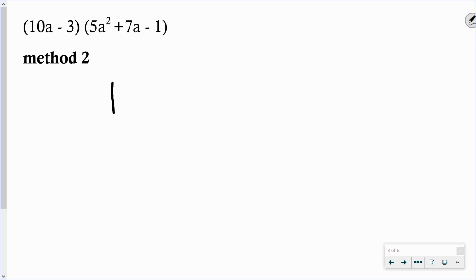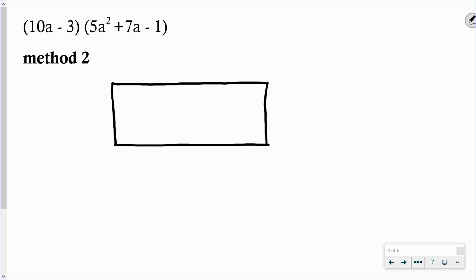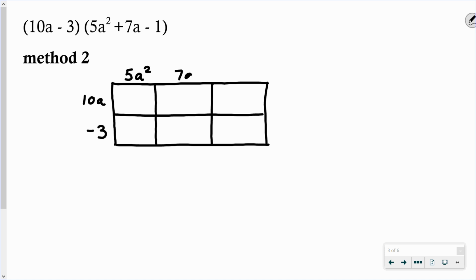Method number 2, some of you learned how to multiply by using the box method. And so this might be a strategy that will help you sort through the multiplication. Down the side here, I'm going to put 10a and negative 3. So I'm just looking at the two terms from the binomial. And then along the top, I'm going to put 5a squared, 7a, and negative 1. And then all we have to do to fill in the boxes is just multiply.